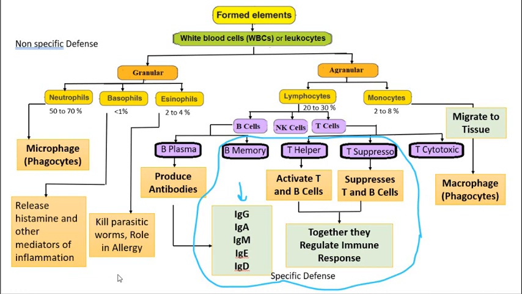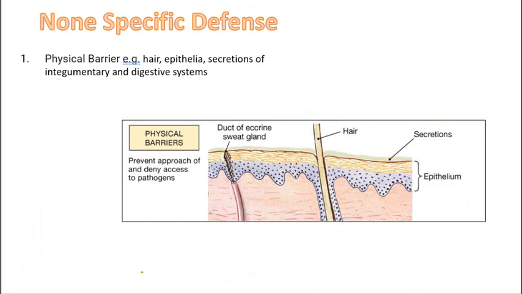Specific defense will be produced against one specific type of antigen and defend your body specifically against that one pathogen. Non-specific doesn't distinguish between one or other type. They will defend the body against everything. There are 7 different types of non-specific defense.